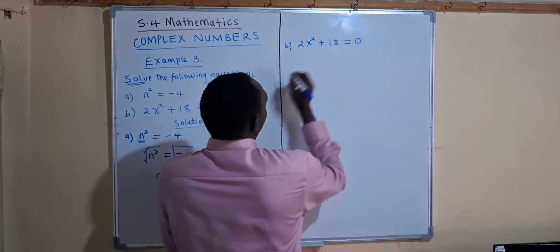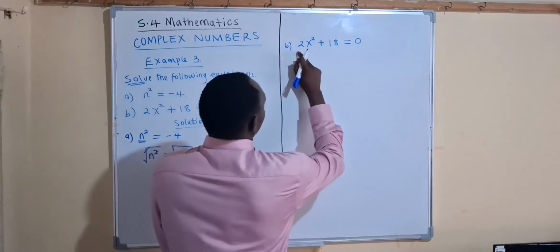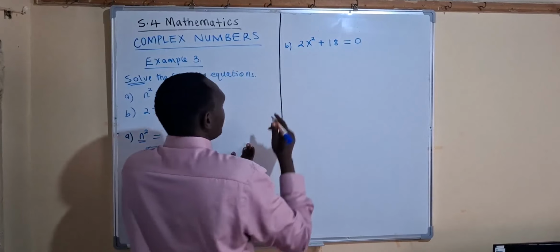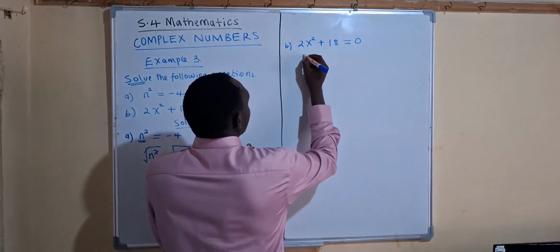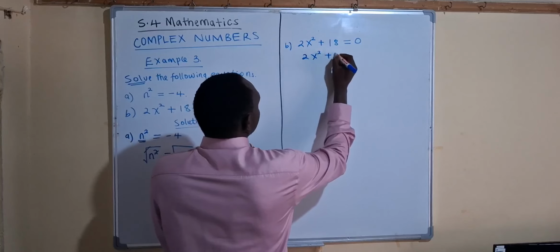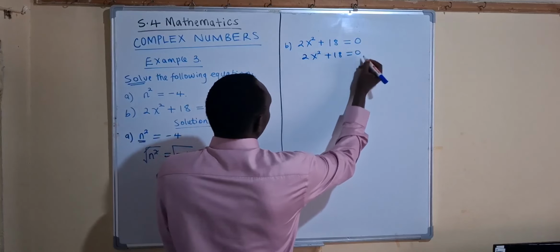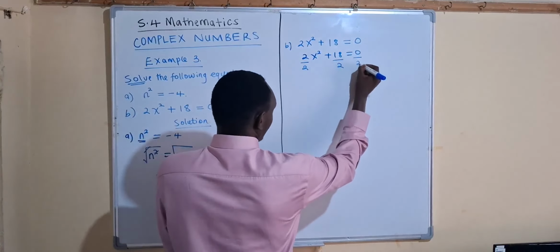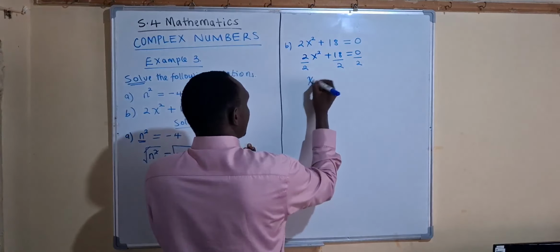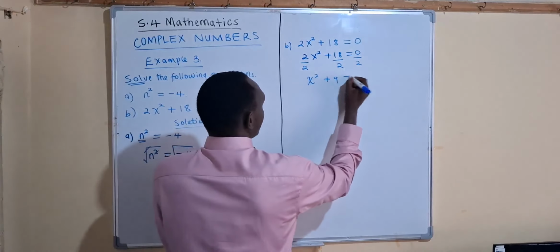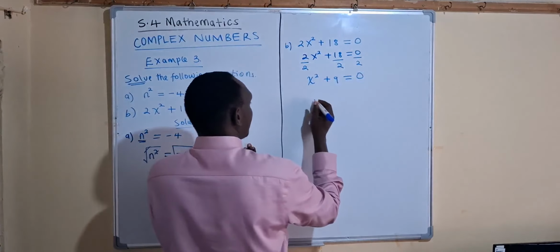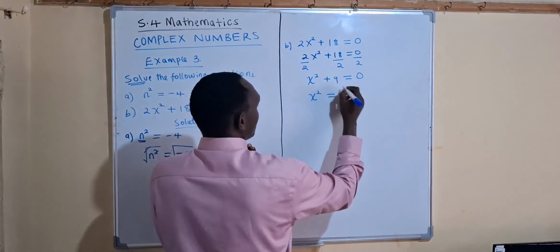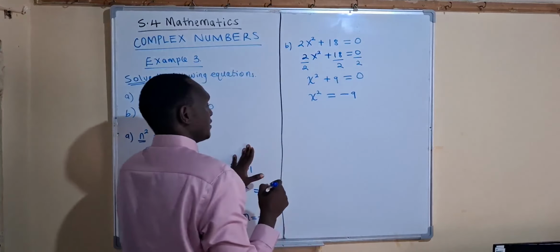And here there are very many options. Somebody can start by dividing through by 2. I will have 2x squared plus 18 equals 0, so I can divide every term by 2. This gives us x squared plus 9 equals 0. But I'm looking for x. That means x squared becomes -9 on taking +9 to the other side of the equation.